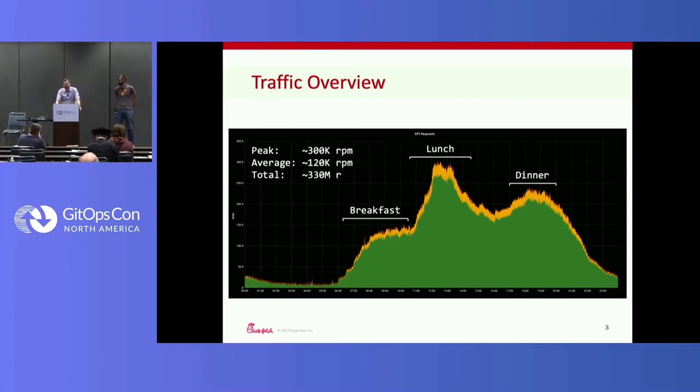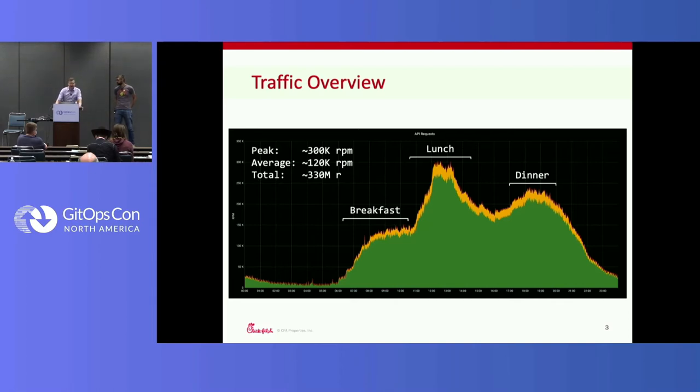There is the request ramp up during breakfast. There's a spike at the peak of the lunch rush. And finally, we hit another smaller peak during dinner. If we're running a national or regional promotion, these numbers can easily double. But on average, we hit about 300,000 requests per minute at peak. We average about 120,000 requests per minute over the day, and we service about 330 million requests total.